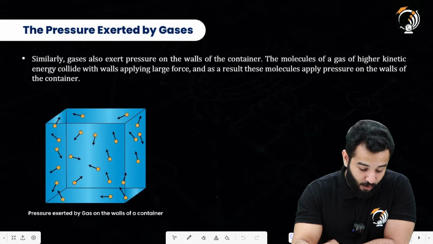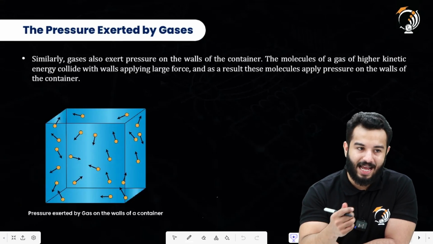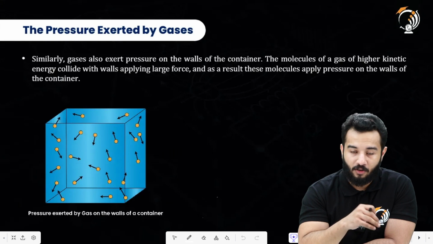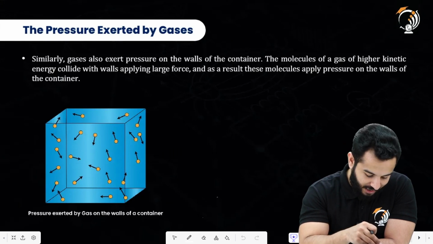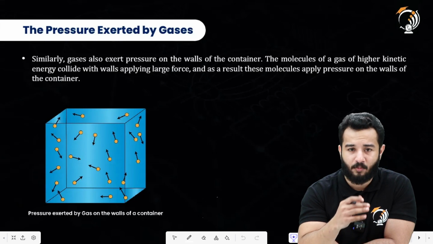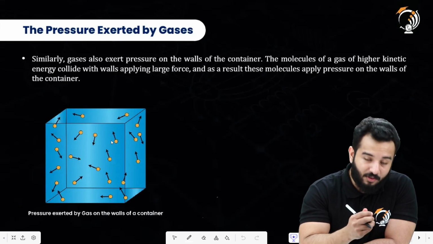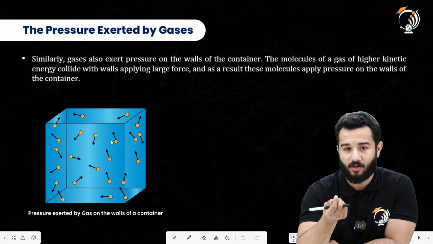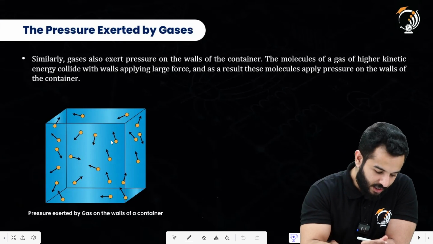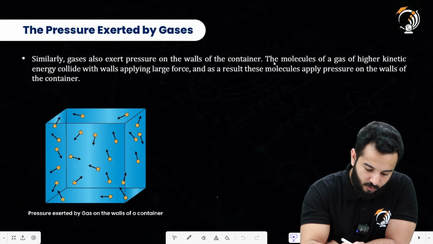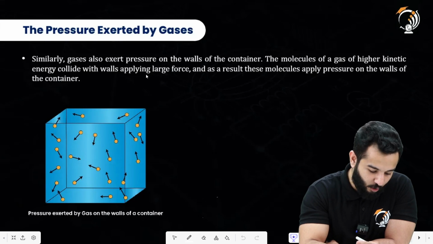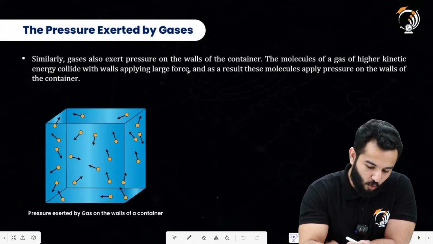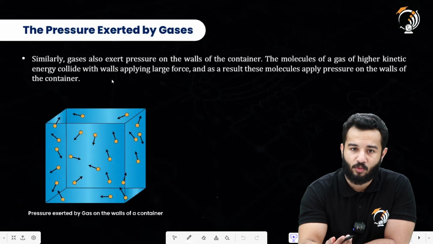Other than that, gases can be compressed, and the motion of the gaseous particles is something like this, which we call Brownian motion, which is actually random motion. These particles of the gas collide with the walls of the container, and that's how pressure is generated, right? So gases also exert pressure on the walls of the container. The molecules of the gas with higher kinetic energy collide with the walls, applying a larger force, and as a result these molecules apply pressure on the walls of the container. So the same thing happens here as well, right?